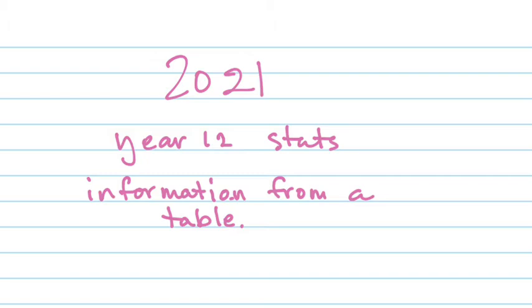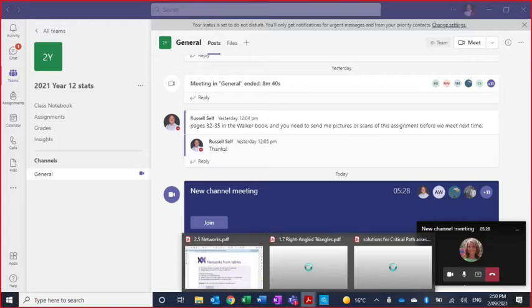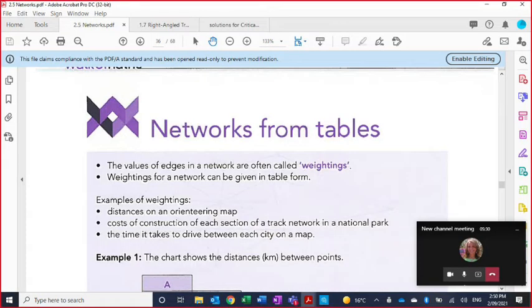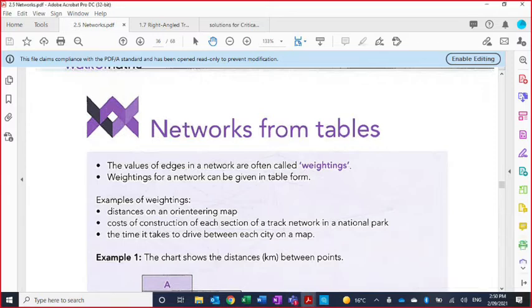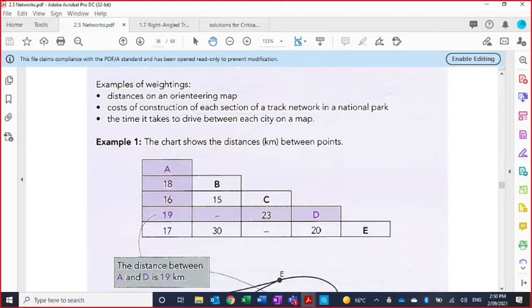So we're just going to pop over to the book so you can see these. It just looks a little easier from the book. So we're going to be looking at networks from tables. Okay, so remember, we talked a little bit about that. The values or the edges of the networks are called weightings. Remember, we have weighted networks. We did the weights of the networks. And they can be given in the form of a table. So here we go. For example, this chart shows the distances between points.